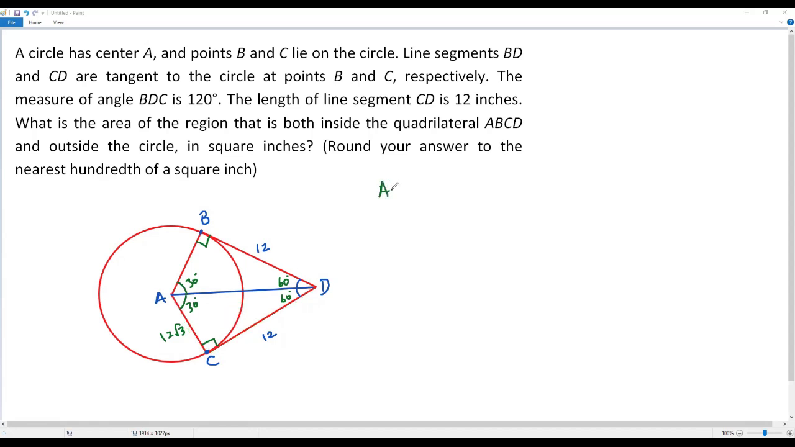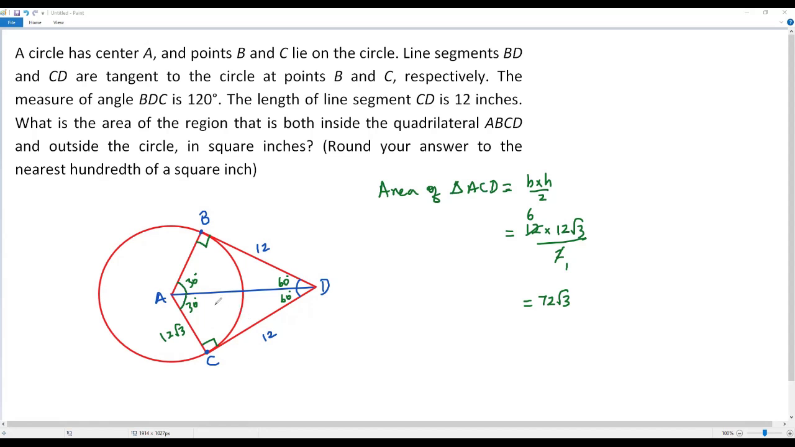Now let me write it over here. The area of triangle ACD equals, we have the formula to get the area of a triangle, that is base times height divided by 2. Here the base of the triangle is 12 and the height of the triangle is 12 times the square root of 3. Let me plug in, divided by 2. Here 2 goes into 2 one time and 2 goes into 12 six times. I am getting 6 times 12 square root of 3, which is 72 square root of 3. Here I got the area of one of these two triangles.